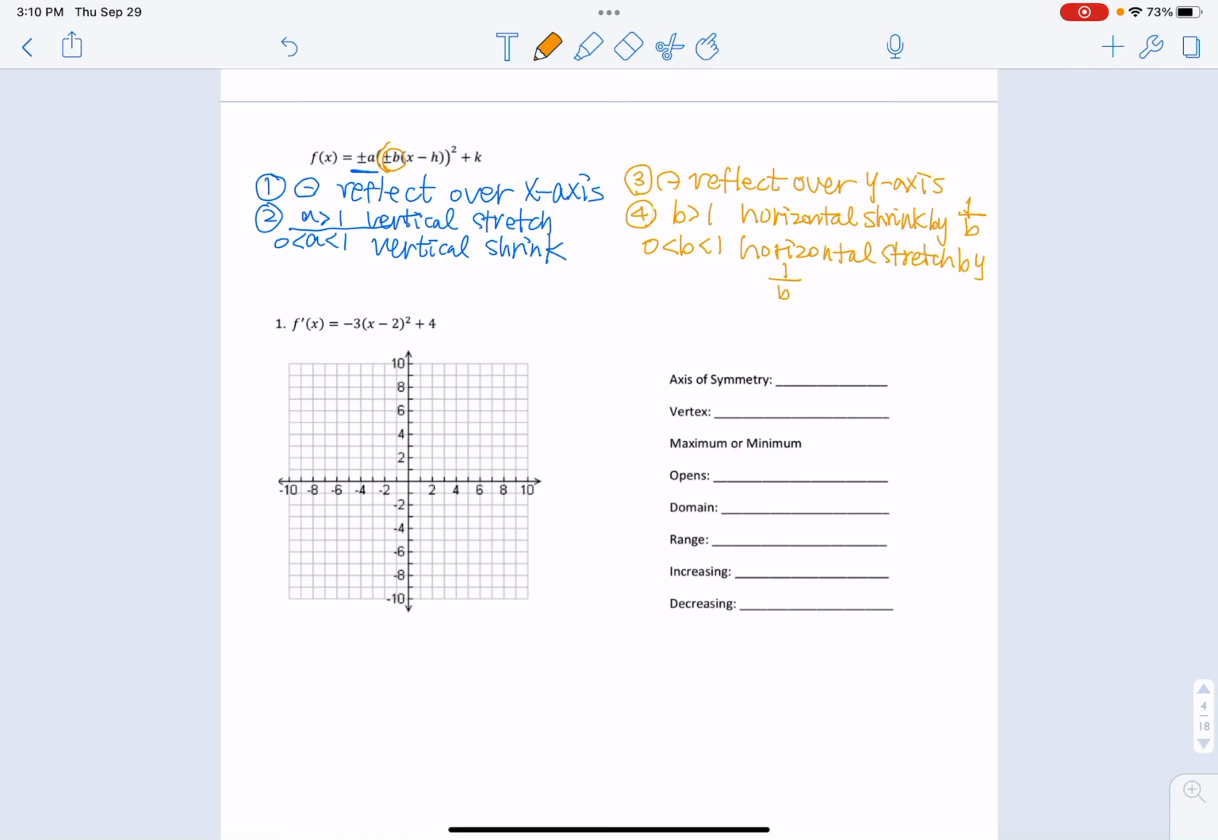And then x minus h represents moving right or left. So if h is positive, then move h to the right. And if h is less than 0, then move h to the left.